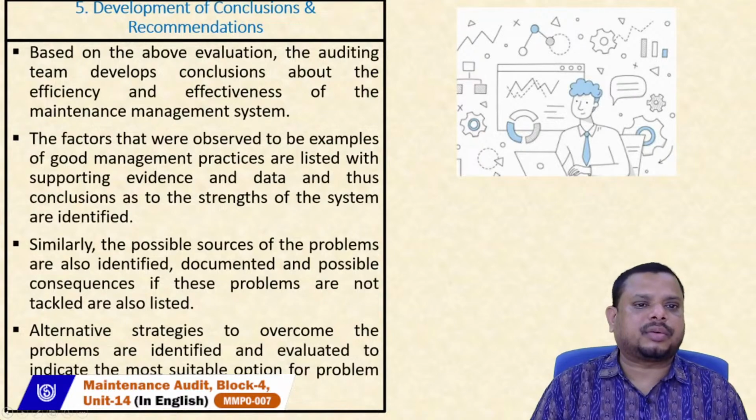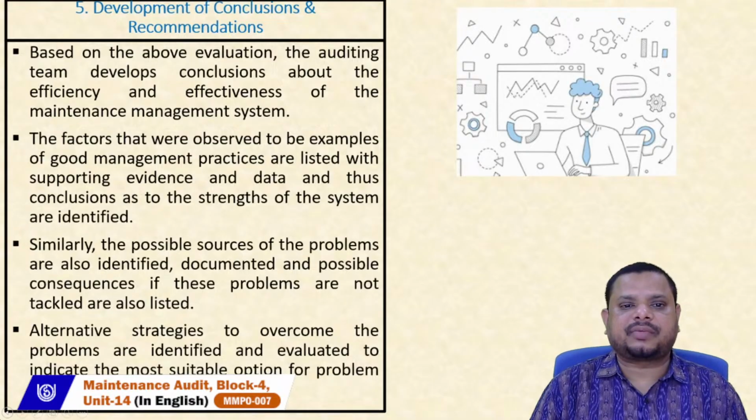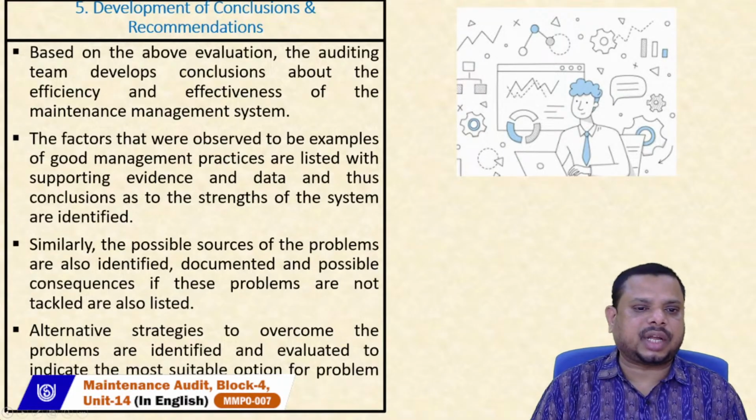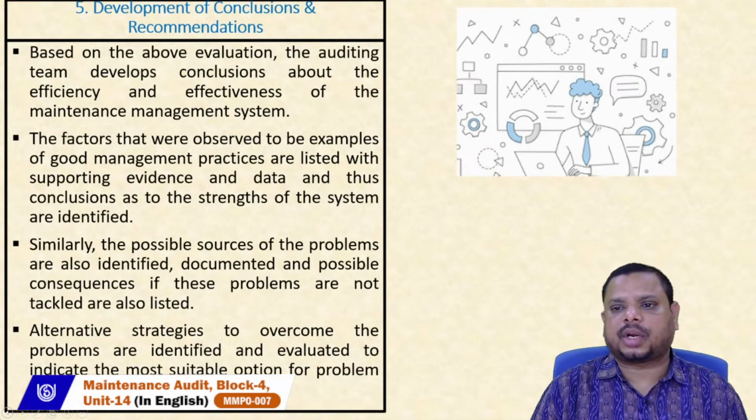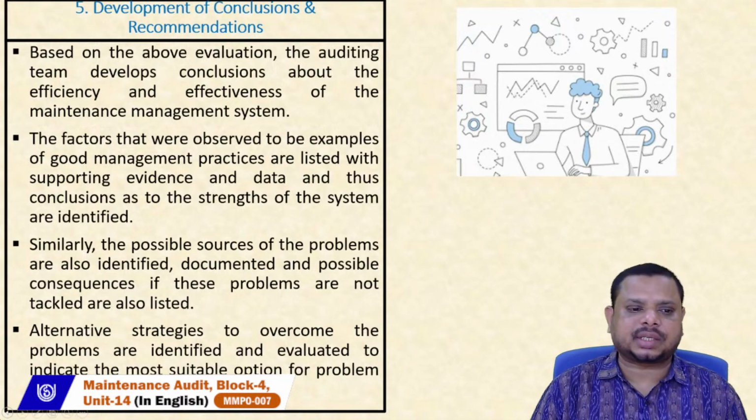So based on the above evaluations, the auditing team develops the conclusion about the efficiency and effectiveness of the maintenance management system. So here what will happen, the factors observed to be examples of good management practice are listed with supporting evidence and data, and thus the strengths of the system are identified. So they initially identify the key strength areas and best management practices. Similarly, the possible sources of problems are also identified. So they also identify the weaknesses and document them if possible.